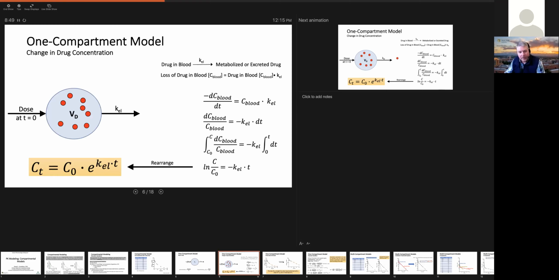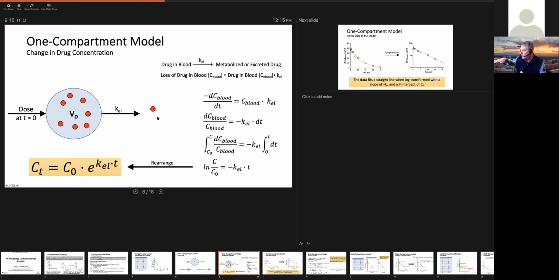So one thing, and I do this not because I want people to know the math, but I have to go through it. But I do think it's important to know this is based in first principles. Okay. And so when you're talking about one compartmental modeling and you're talking about drug in the blood, it gets metabolized or eliminated as this little red dot, symbolized leaving. And that represents excreted drug, and that's why the curve goes down, as you're losing it from the body. Now, when you're measuring, what we're actually looking at is loss of drug in the blood, and that loss is actually equal to drug in the blood times KEL.